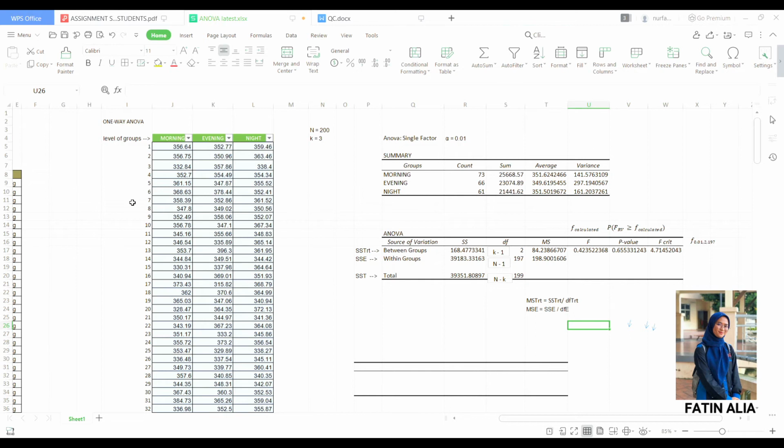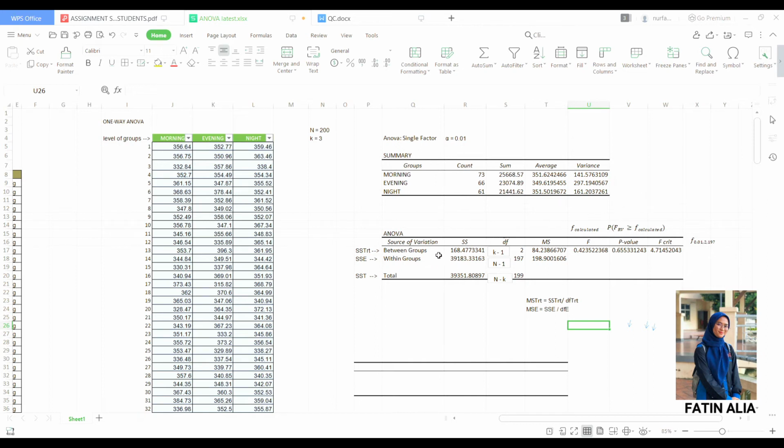First of all, I have categorized the weight data by shift, which is morning shift, evening, and night. So these are the level groups, and I say K equals 3, and these are the sample sizes, which N equals 200. In data analysis, I choose ANOVA single factor and set alpha as 0.01. So this is the result. We have the summary, which shows the count, sum, average, and variance.